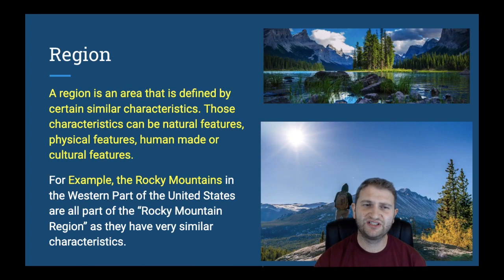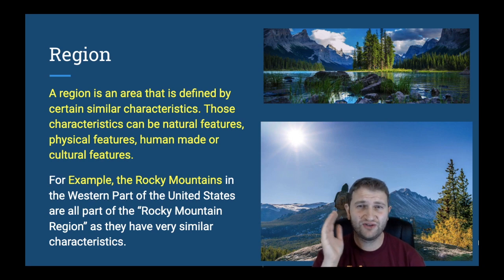Region is an area that's defined by certain similar characteristics. Those characteristics can be natural features, physical features, human-made, or cultural features. So an example would be the Rocky Mountains. All the mountains are different, but they all look sort of similar. And so because they share a lot of similar characteristics, we lump them together and call it the Rocky Mountain region.